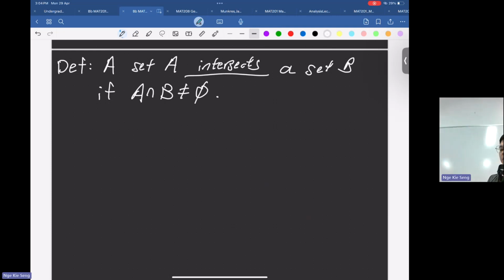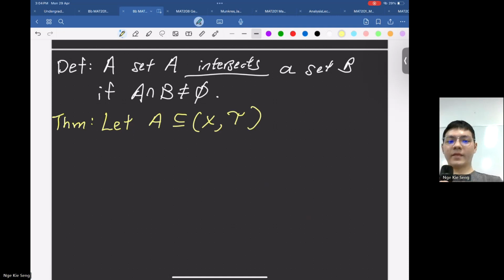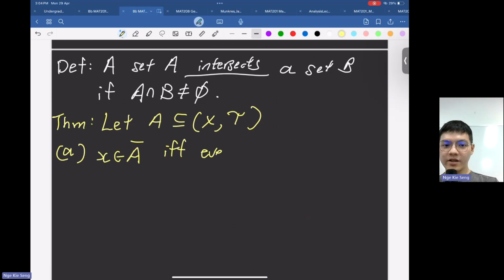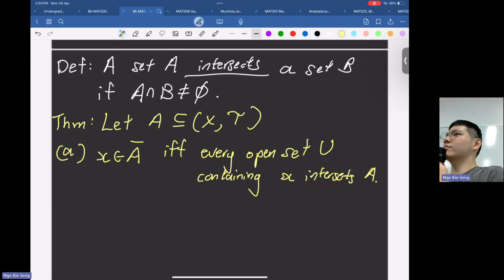If we say A intersect B, that means the intersection is not empty, because we try to reduce some words inside our statement of the theorem. So let A be a subset of a topological space. First thing: X is in A bar if and only if every open set U containing X intersects A.